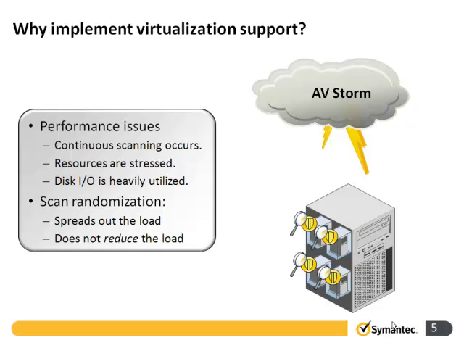This is new with SEP 12.1. It's been brought in because it has been particularly difficult to scan and protect virtual systems. Previously, with traditional technologies, it has been very performance heavy. So we're trying to improve the performance and enable continuous scans to occur, but still not hit the computer too much. Previously, we've used scan randomization, which has spread out the load, but it doesn't reduce the load. It just makes it duplicate the same scans, but at different times.